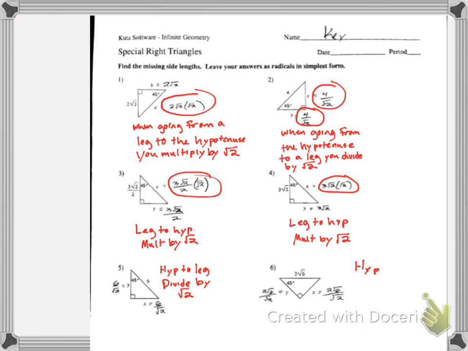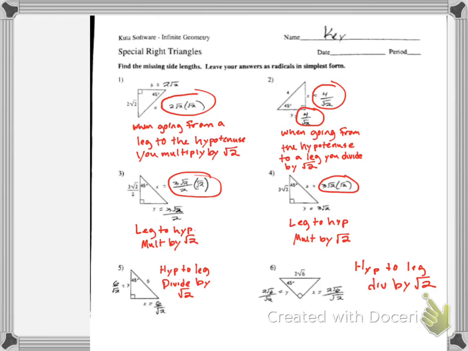And in number 6, we have a hypotenuse to a leg, so we're going to divide by the square root of 2 again. Whatever the hypotenuse is, in this case 2 square roots of 6, for x and y, it's divided by the square root of 2. So there you have it. That's how we find the missing sides in a 45, 45, 90. Either multiply or divide by the square root of 2.